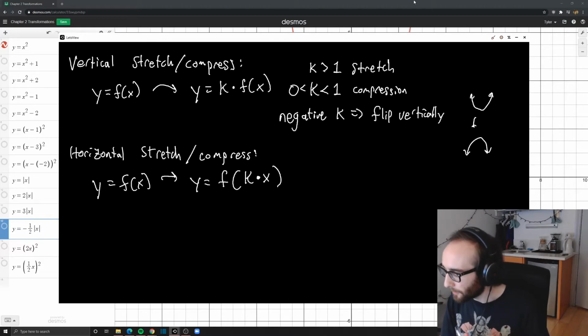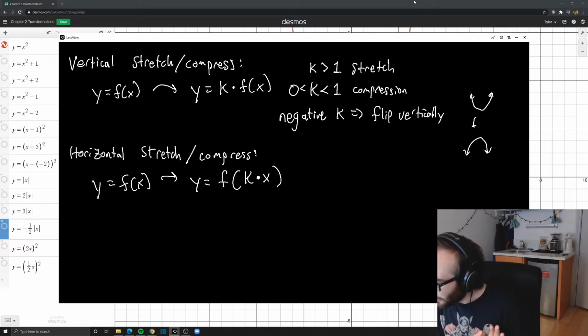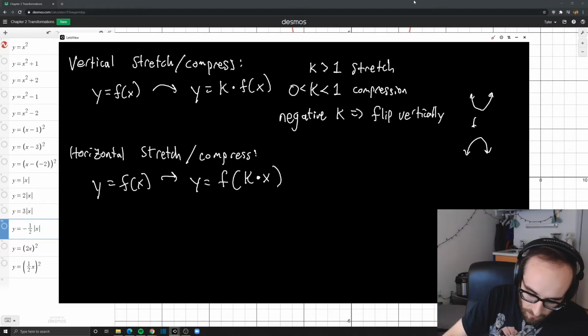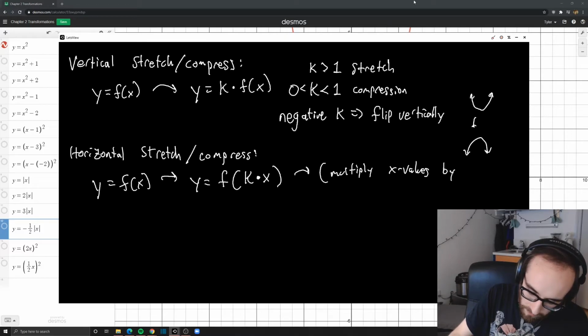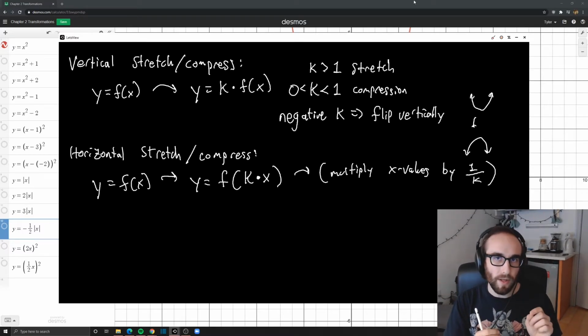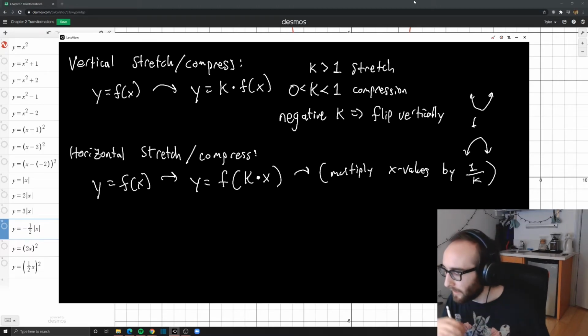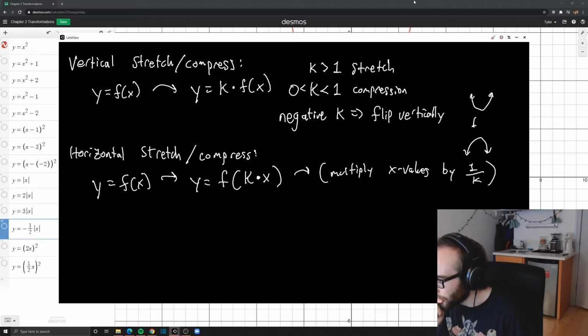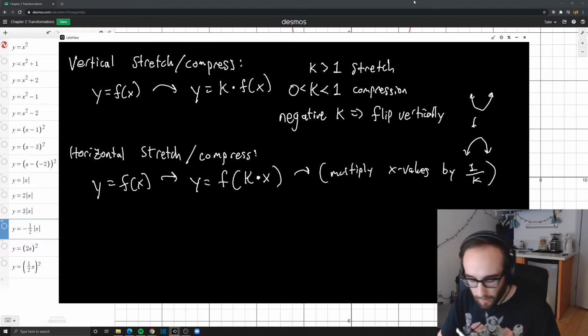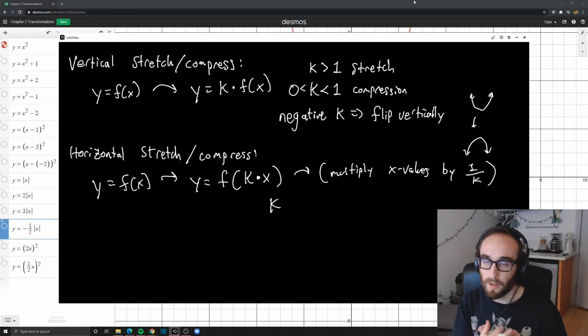So just hang with me for a minute. We're looking at k times x, and we can see this transformation by, in other words, this is saying that we multiply x values by 1 over k. In other words, if we divide x values by k, then we end up with our new function. If we have our x values, we keep the same output, but we divide by k, then our function has been compressed or stretched horizontally. So again, depending on k, we can see if it's a stretch or a compression.